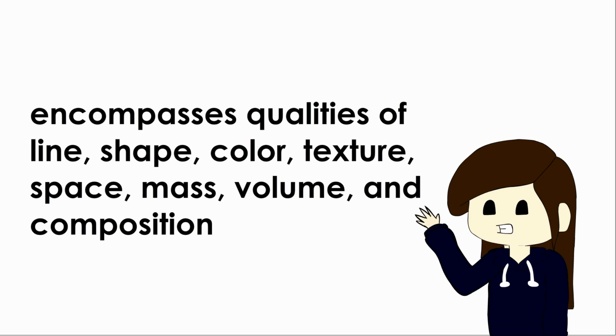Firstly, form. Form encompasses qualities of line, shape, color, texture, space, mass, volume, and composition. This is a sculpture, so it doesn't have all the same elements as drawings and paintings, but there are different terms to describe the form of a sculpture. These are open and closed forms.